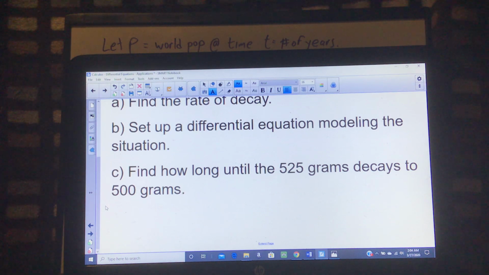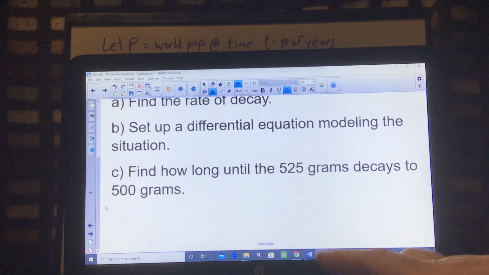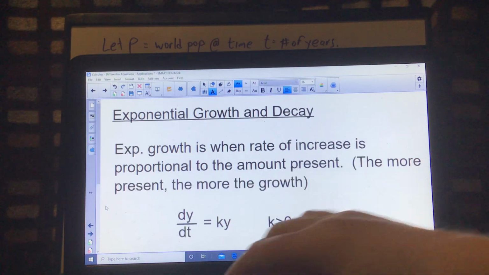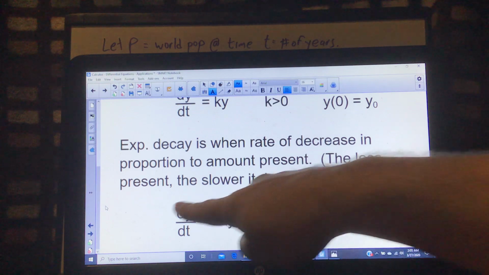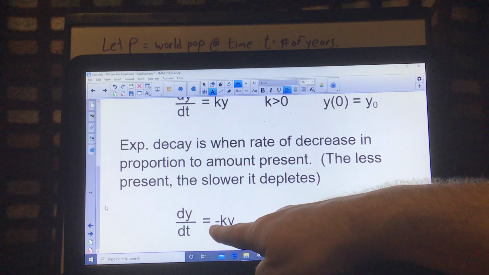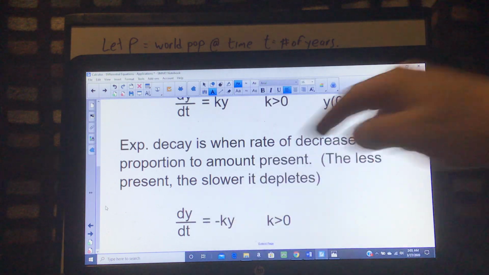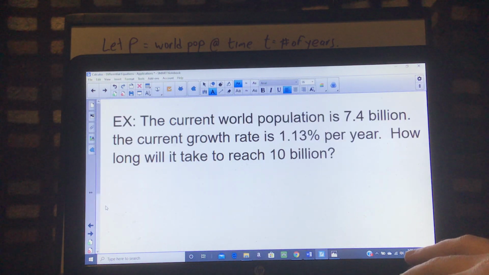So once you have your equation, you should be able to do this. To give you a little hint, once you get that decay rate, because I've been just doing growth, this is going to be the model that you're going to work with. Once you get that rate, just make sure it's negative, then you should be able to solve the differential equation. So that's the little hint for you. All right, so see if you can solve that.